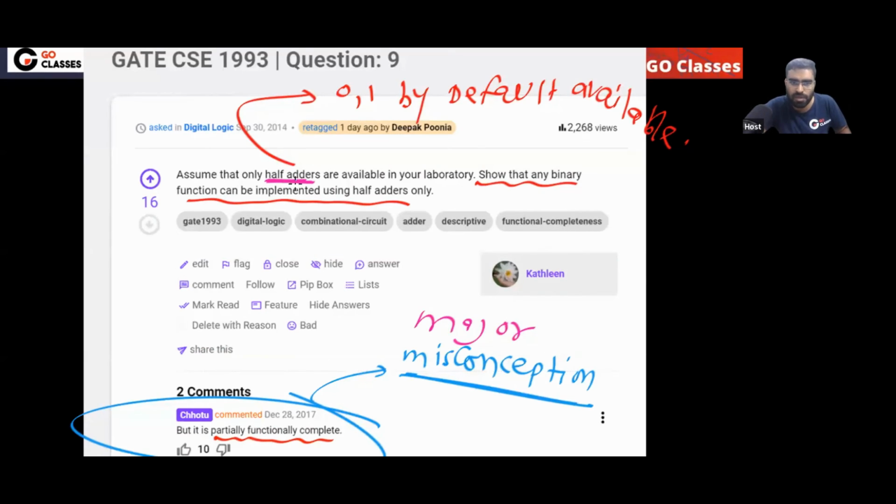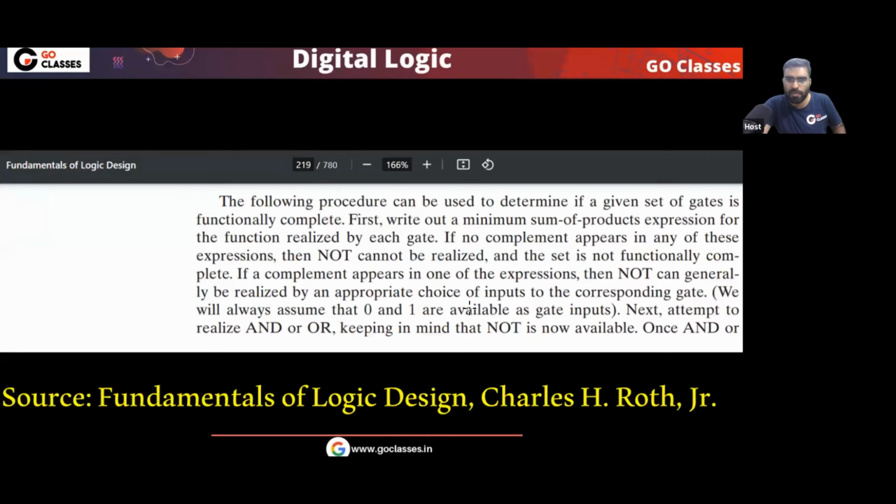Anyway, the point is very simple. For digital circuits, you can use the 0, 1 signals. Is this clear? Please let me know. So remember, these signals are available to us. We will assume that 0, 1 are available as gate inputs. This line is given in this digital logic design book: we will always assume, please notice, that 0, 1 signals are available as gate inputs.